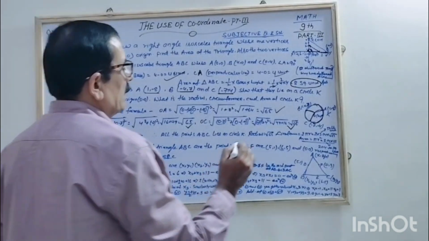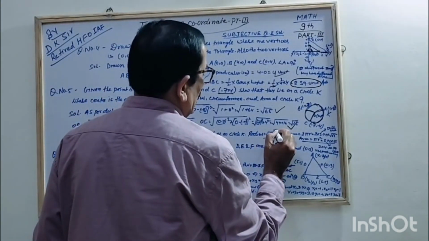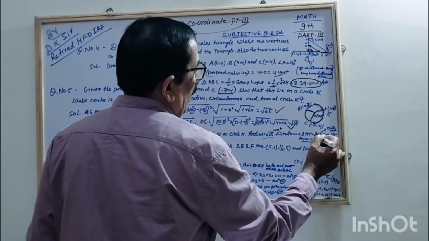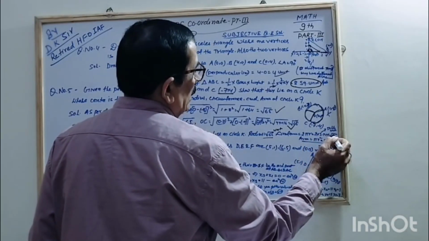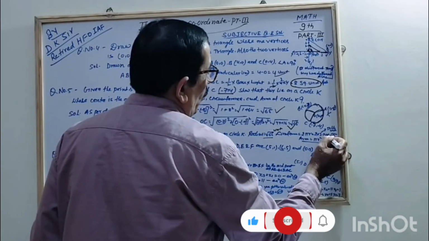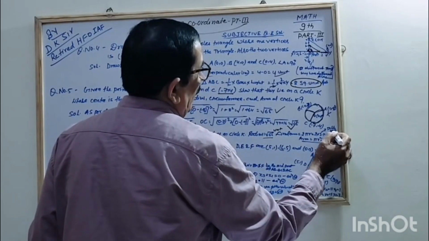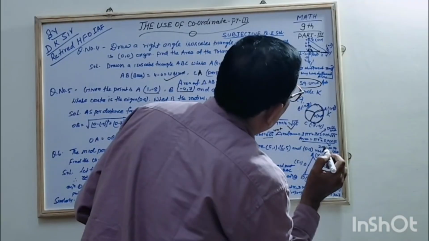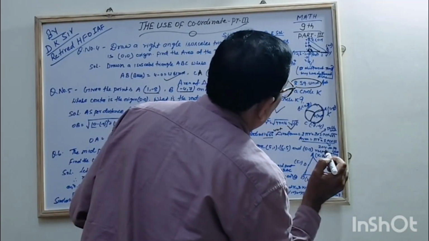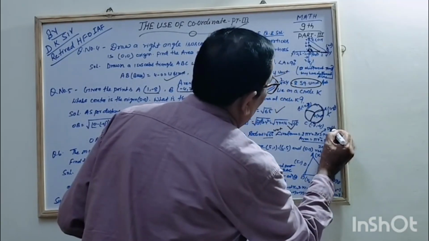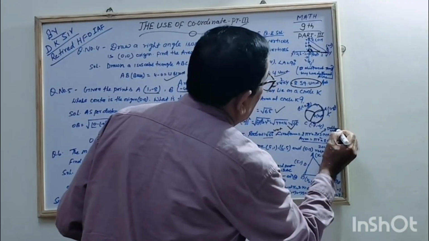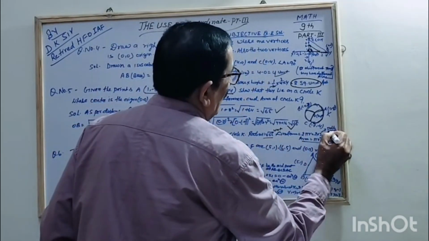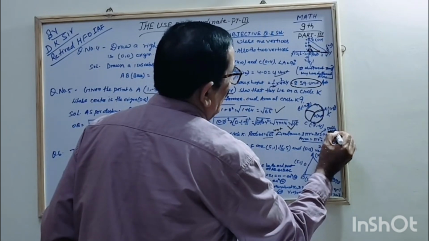The radius is root 65, whatever the unit will be. And the circumference will be 2 pi r. When you multiply 2 into 3.14 and root 65, you are going to get approximately 50.66 units. That is the approximate value.